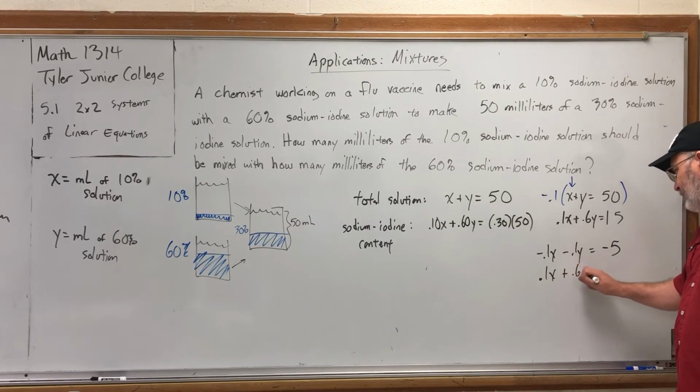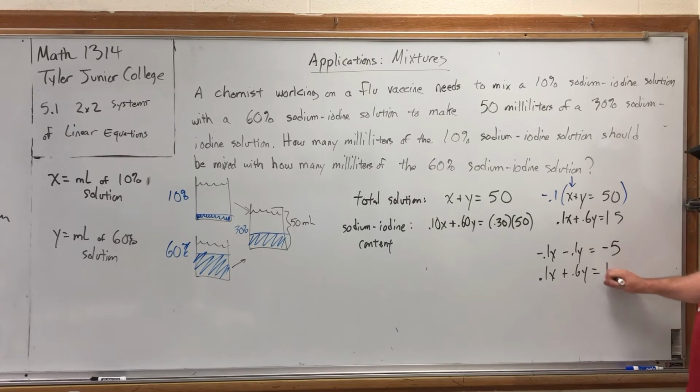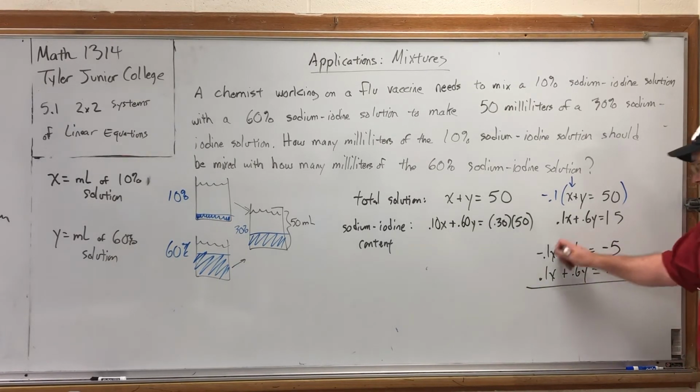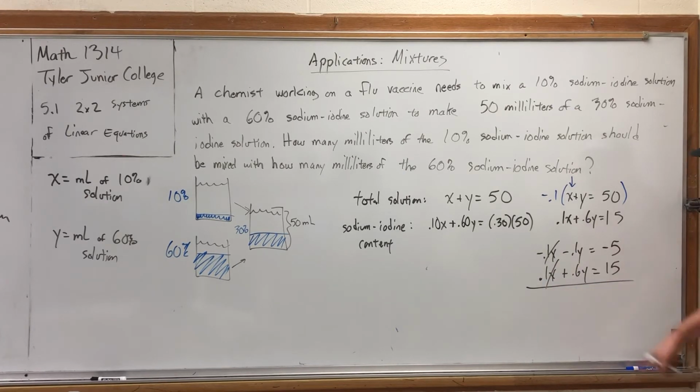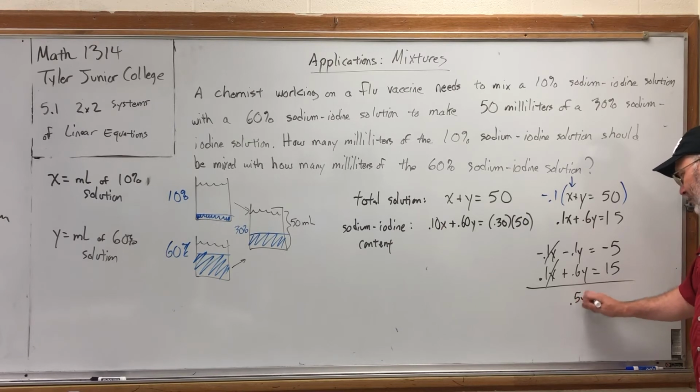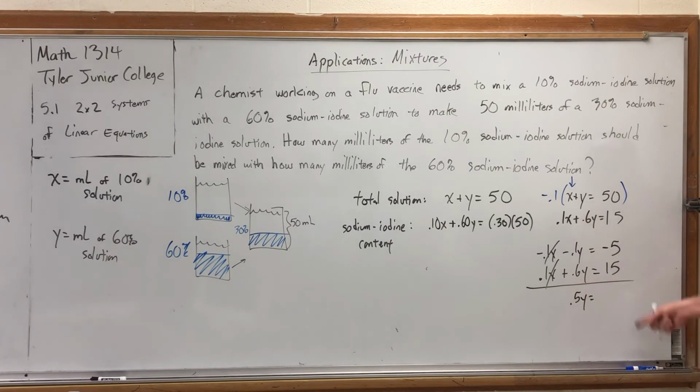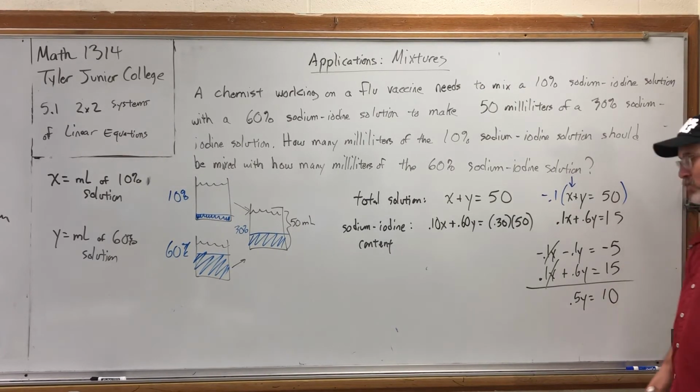0.1x plus 0.6y is equal to 15. And now we've set up the x's to cancel. When we combine the y's, negative 0.1y plus 0.6y is 0.5y. And when we combine the constants, negative 5 and 15 is 10. The reason I caught that is because if this were still 1.5, this would be negative, the y would be negative, and that doesn't make sense contextually.